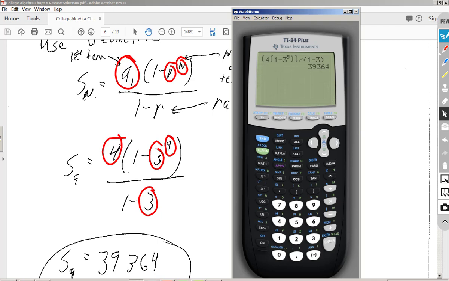Then hit enter, and your answer comes out to be 39,364. And that looks like that's going to match up with the answer of D.